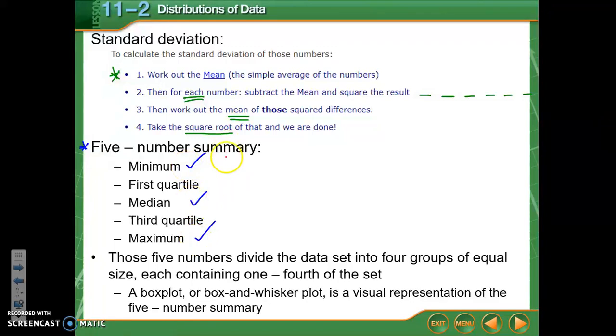Then we also have quartiles. The first quartile is halfway between the minimum and the median. And the third quartile is halfway between the median and the maximum. We use the 5-number summary to construct box and whisker plots or box plots. Okay, these 5 numbers divide my data into 4 groups. Those 4 groups are equal in size. Each group contains 1/4 of my data.